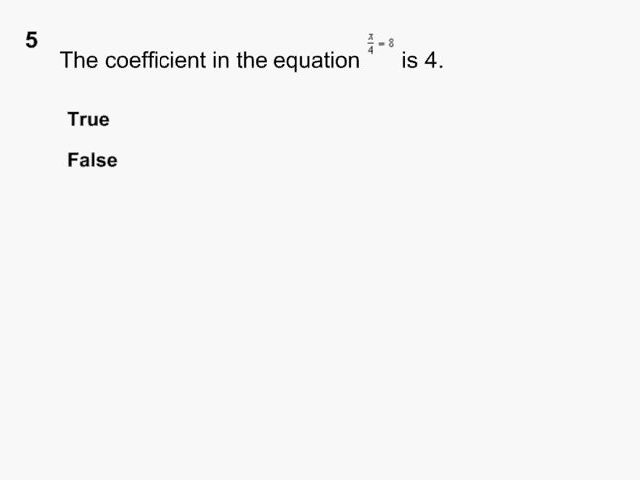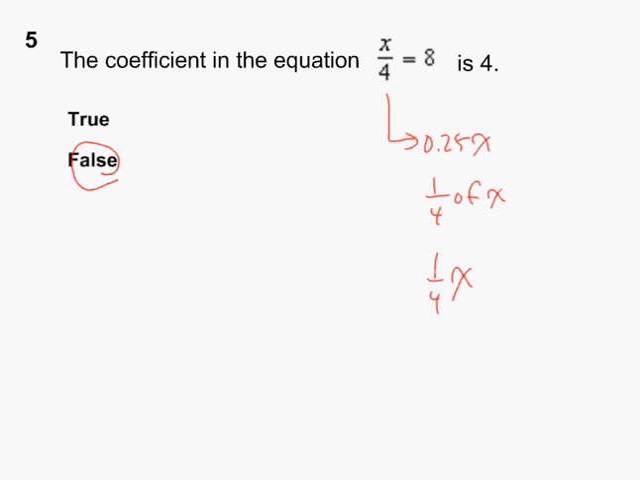In the fifth question, it says the coefficient, which is the one I just talked about in question 3, the coefficient in this particular equation is 4, is false. The coefficient is really a quarter, or a quarter of x, or a quarter times x.